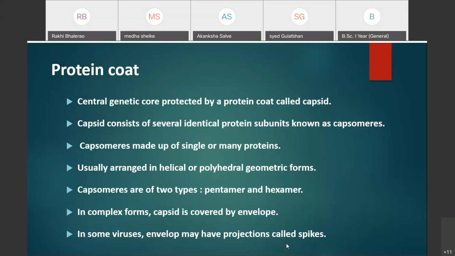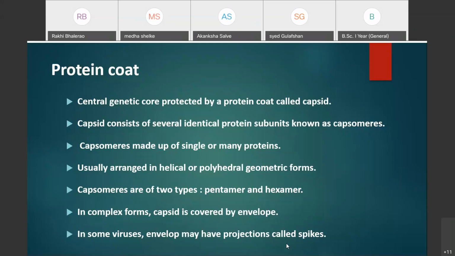But how do the viruses which do not have the envelope and spikes get attached to the host cell? In such types of viruses, the capsid itself, the protein coat itself, facilitates the attachment of the virus to the host surface. When the envelope and spike are absent, the protein coat or the capsid facilitates the attachment of the virus to the host surface, and it also protects the virus nucleic acid, the virus genetic material, from the nuclease enzyme present in the biological fluids.